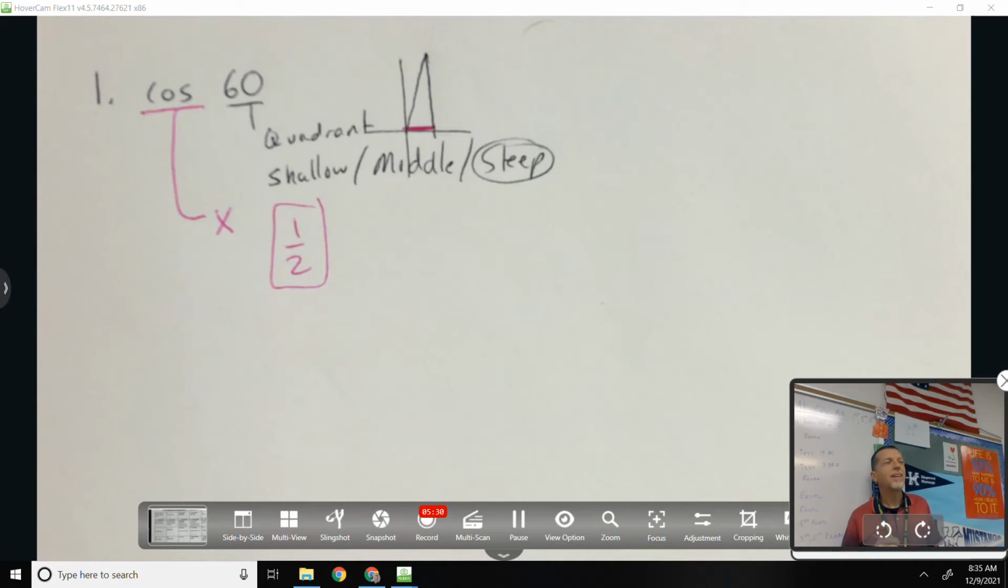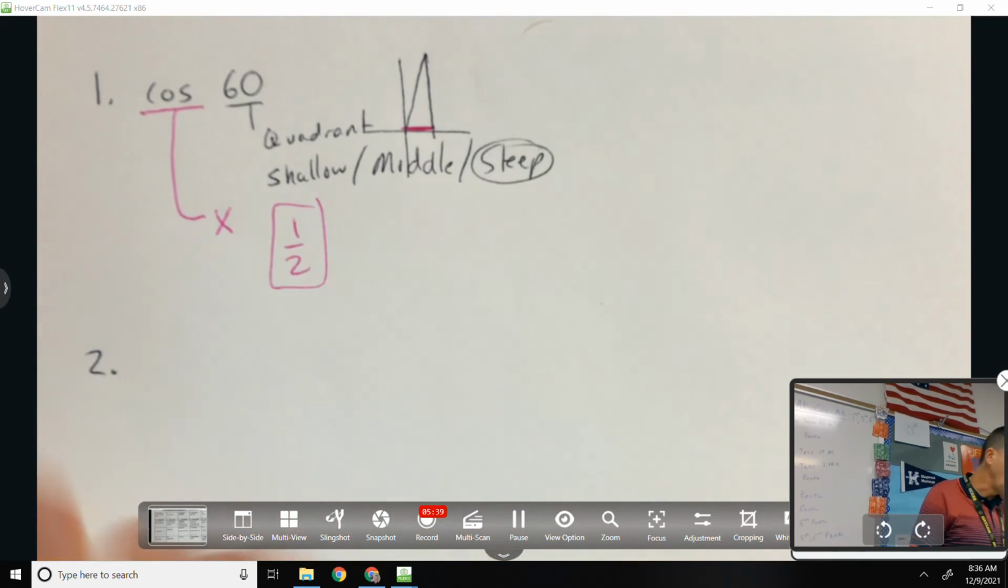Now, yes, it's easier if you have the unit circle next to you to just look at the unit circle. But if you don't have the unit circle, I think this is the better way to go rather than drawing the whole thing.